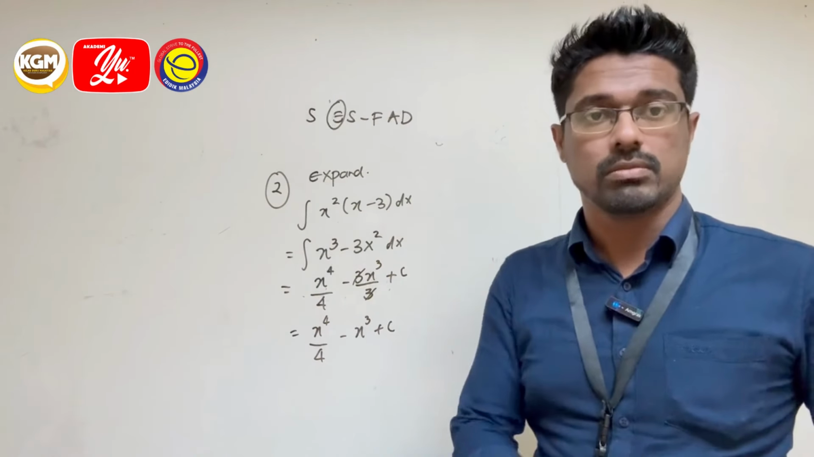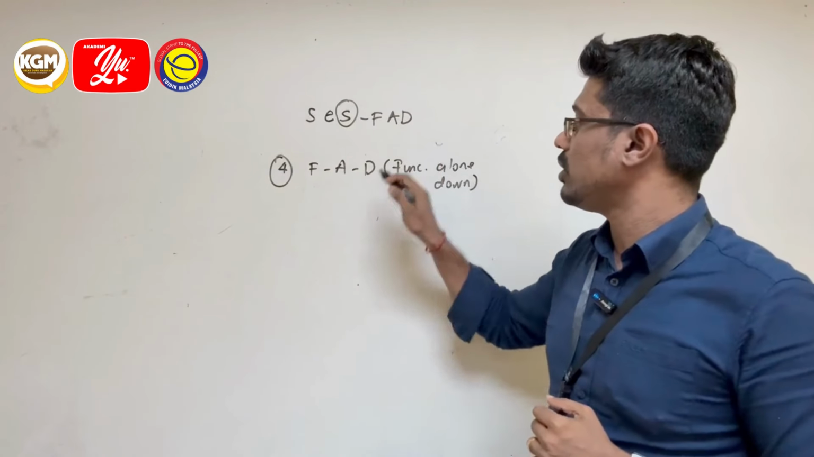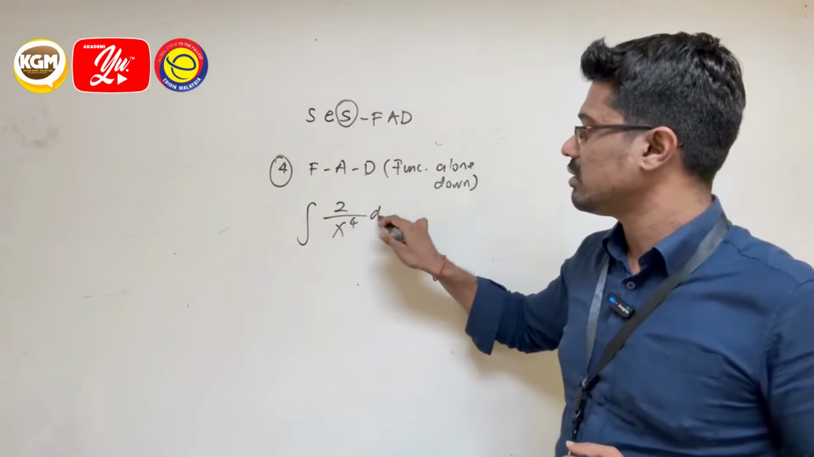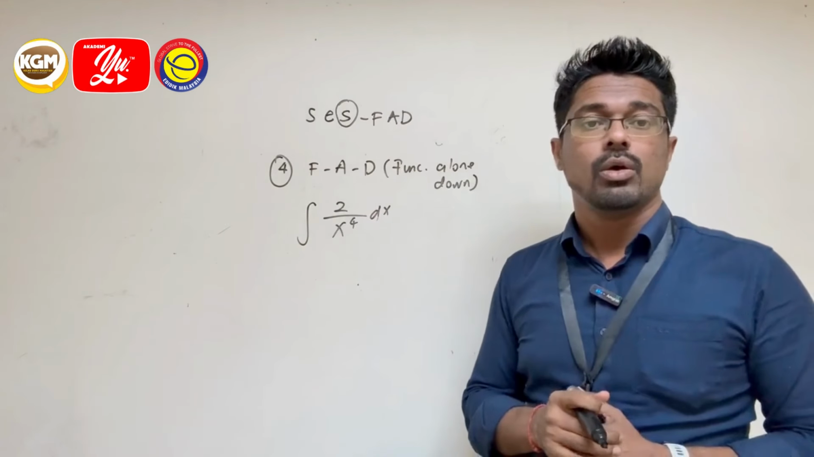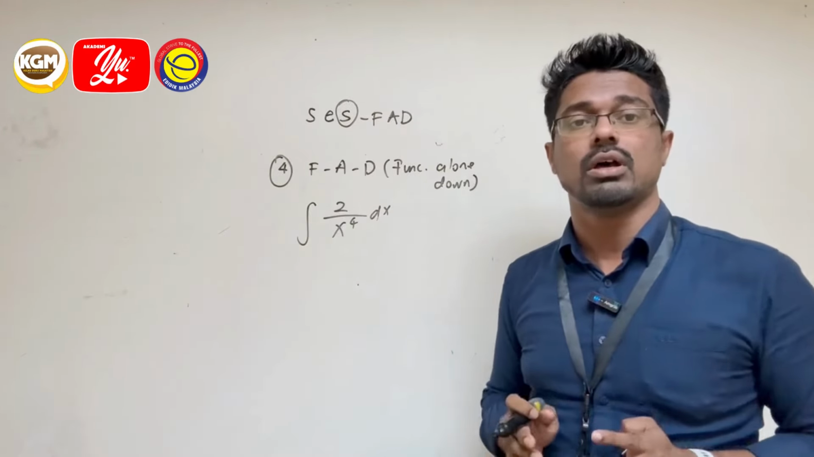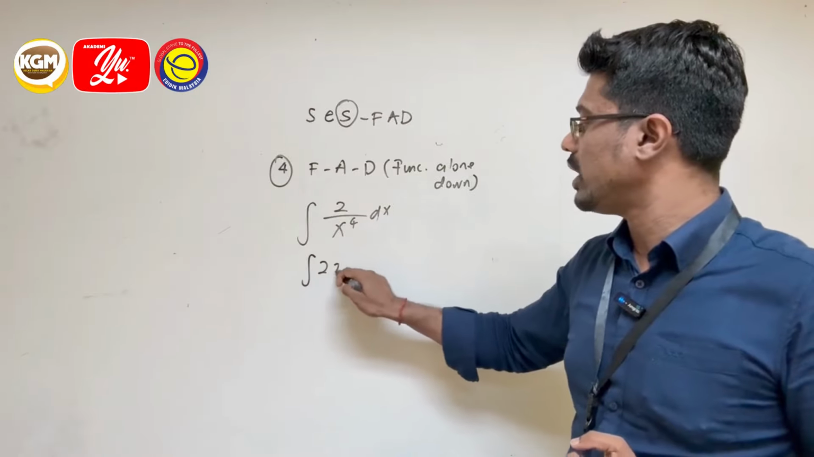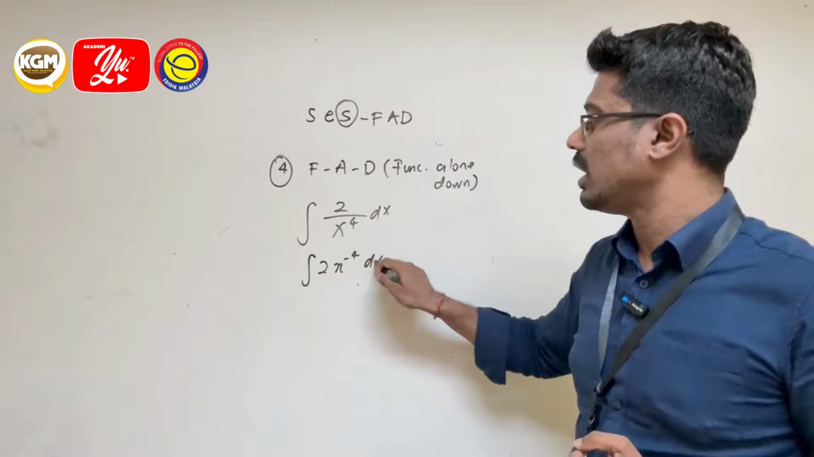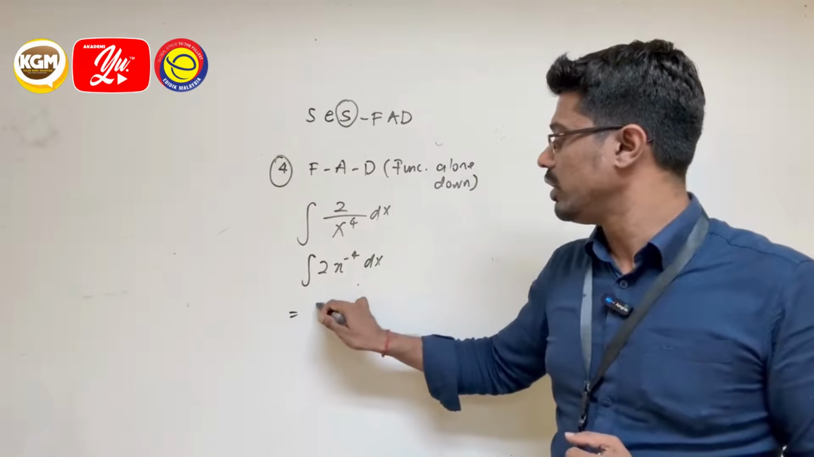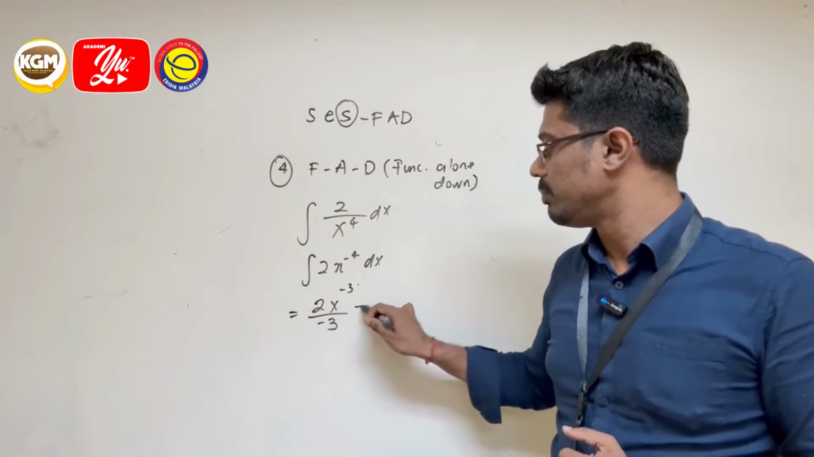Simple, right? Okay, F, A, D means function alone down. Meaning to say, if I give you something like this, you see your x is at the bottom. If you get something like that and want to integrate, make sure you sort this out. That means you can bring this guy up, so it becomes 2x power negative 4. Now you are ready for integration. So this one, you can do 2x power negative 3 over negative 3 plus c.